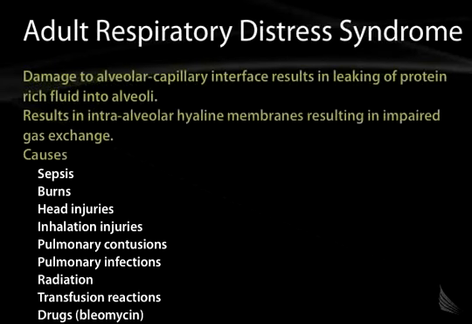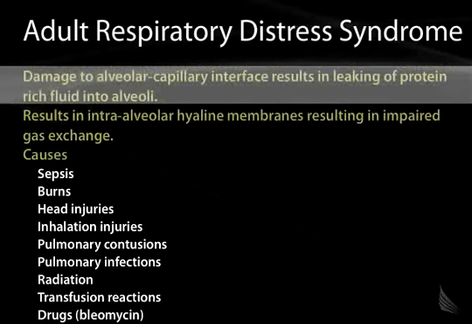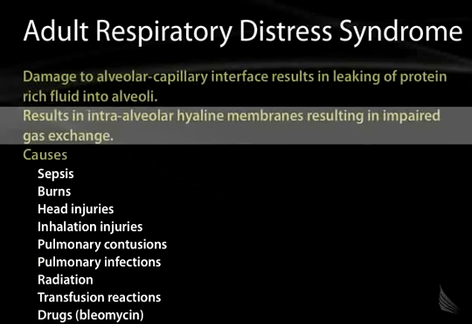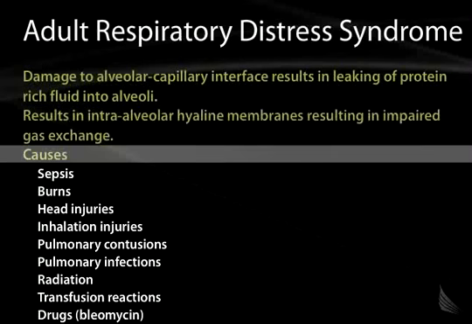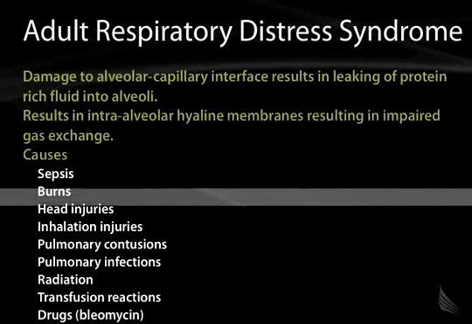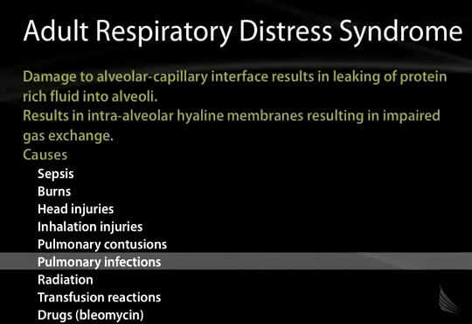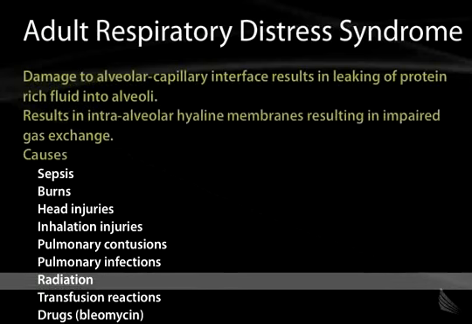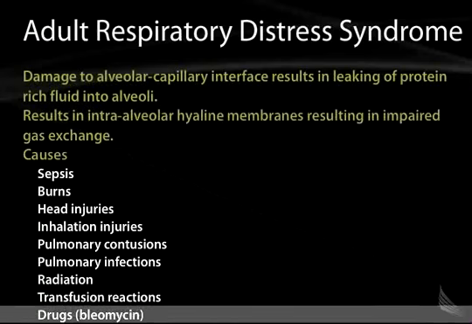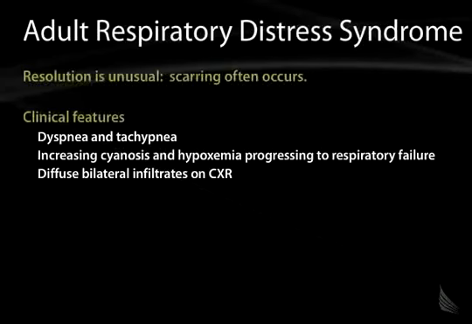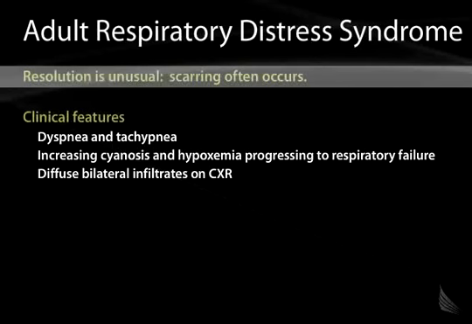Acute respiratory distress syndrome, or ARDS. This is due to damage to the alveolar-capillary interface, resulting in leaking of protein-rich fluid into the alveoli. This results in intra-alveolar hyaline membranes that impair gas exchange. There are multiple causes of acute respiratory distress syndrome. They include sepsis, burns, head injuries, inhalation injuries, pulmonary contusions, pulmonary infections, radiation therapy, transfusions, or drugs. With acute respiratory distress syndrome, scarring often can occur.